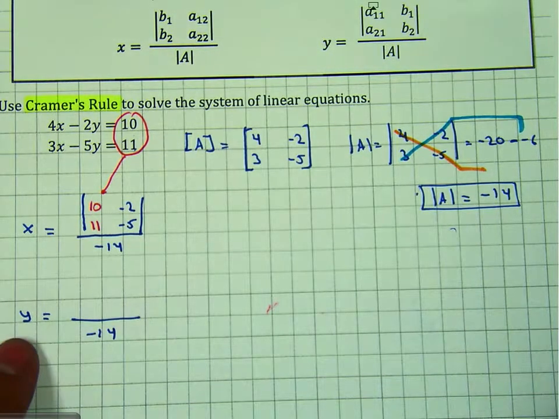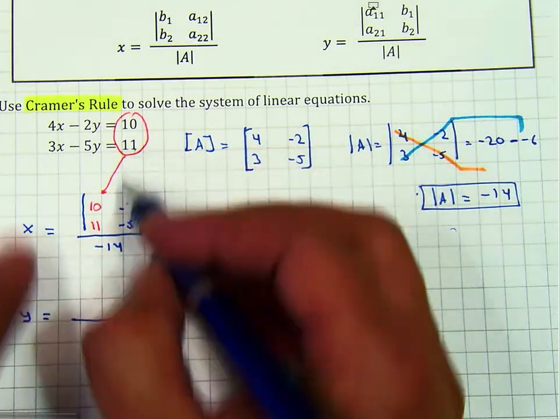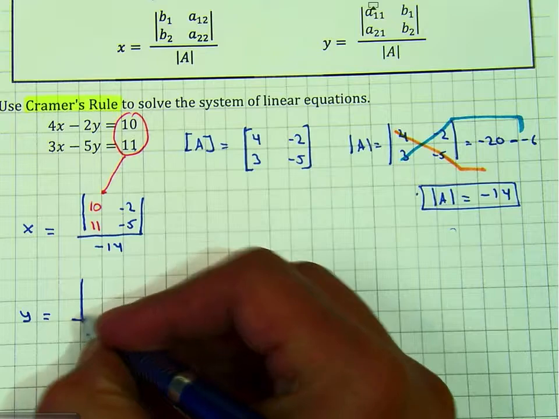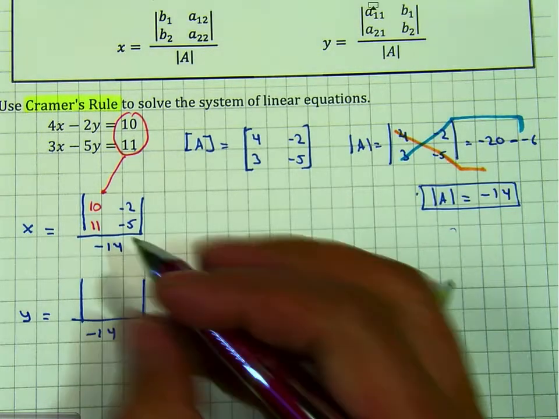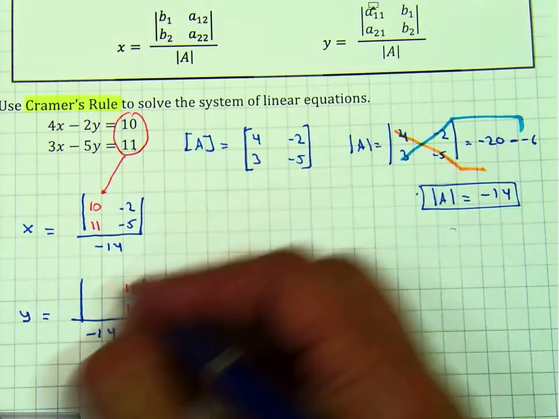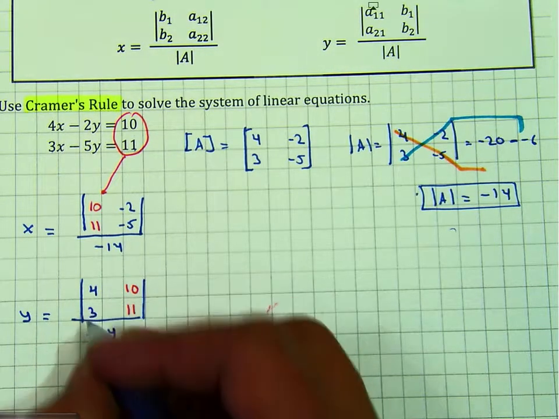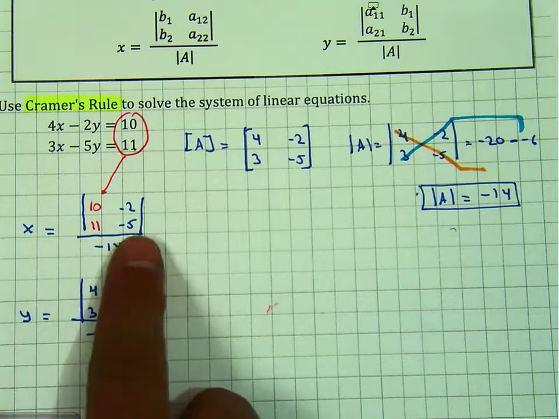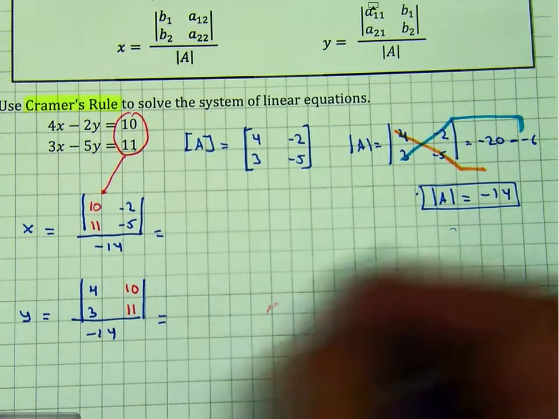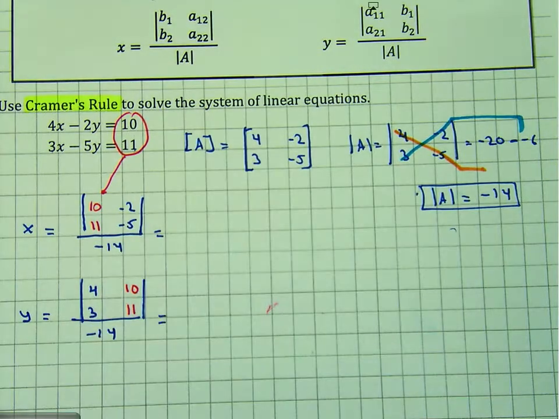Whenever we're looking for the y, the 10 and 11 is going to replace the y value. So therefore, when I'm looking for the y, it's going to be 10 and 11, and the 4 and the 3 stays the same. Notice that I'm placing bars because I need to find the determinant, where we already found the determinant of A, and we just place it underneath.